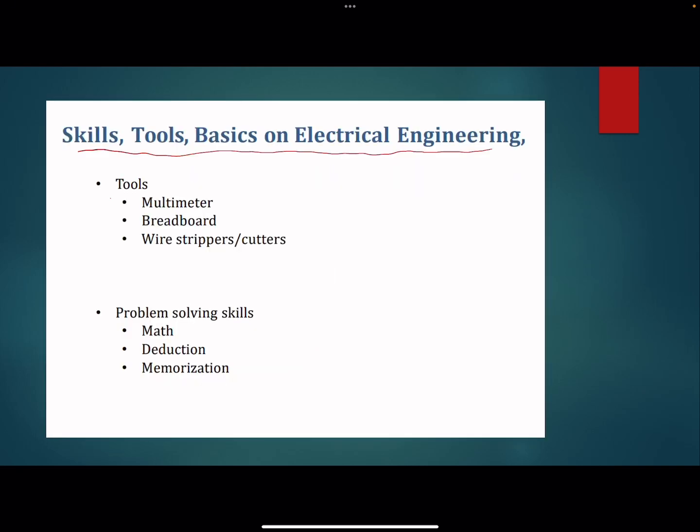Skills and tools, the basics of electrical engineering. For tools, we have a multimeter, breadboard, wire stripper, or cutters. We use it to cut the wire. For problem solving skills, we need math, deduction, and memorization.